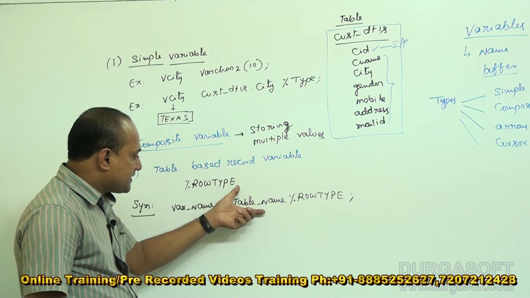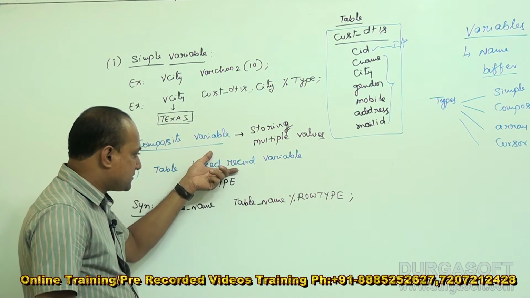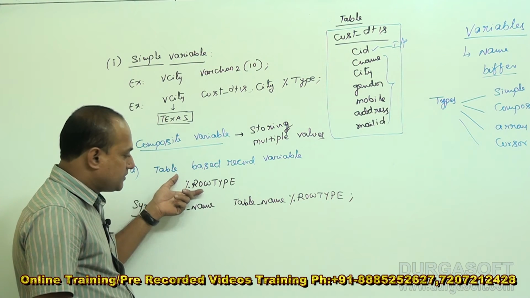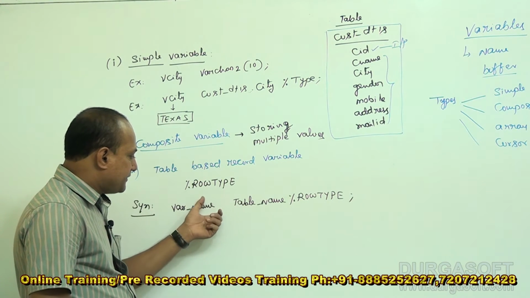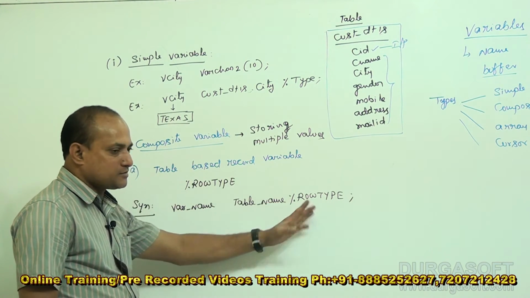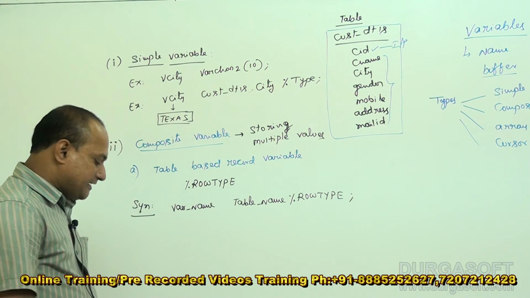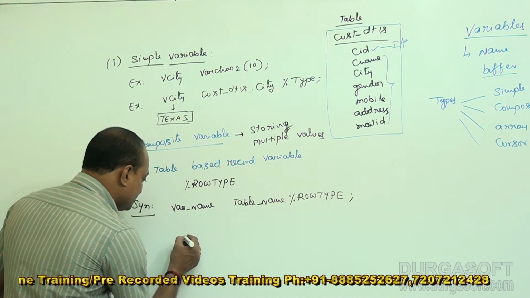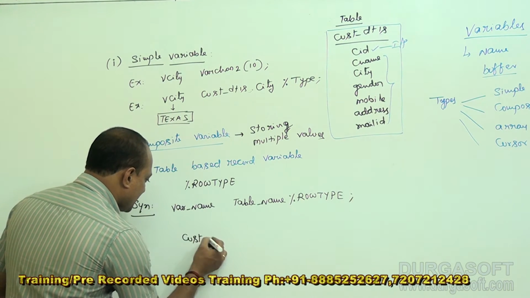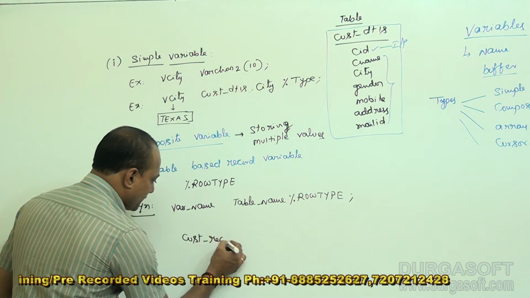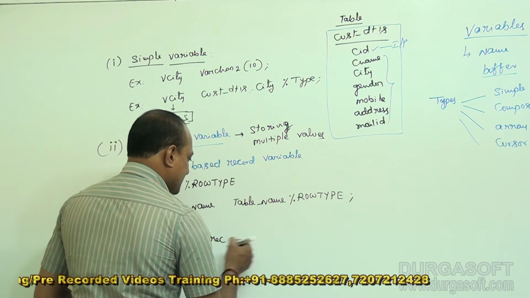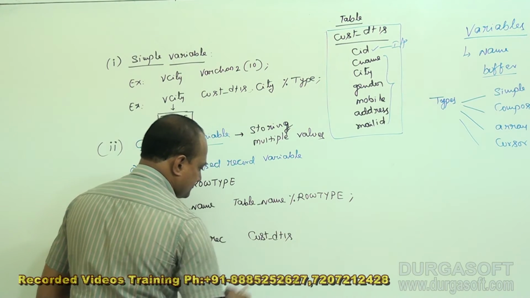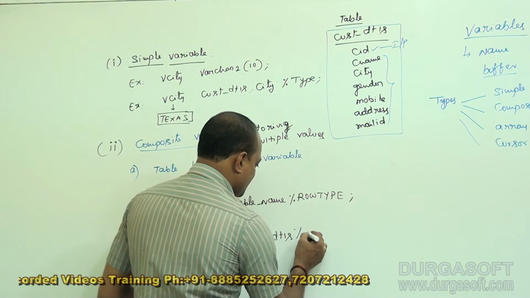So in the case of declaring a table based record, you can use percent rowtype. Here we are using variable name, table name, percent rowtype. So if I declare, what is happening? Let us see. Cust_record, for example customer_details, and percent rowtype.